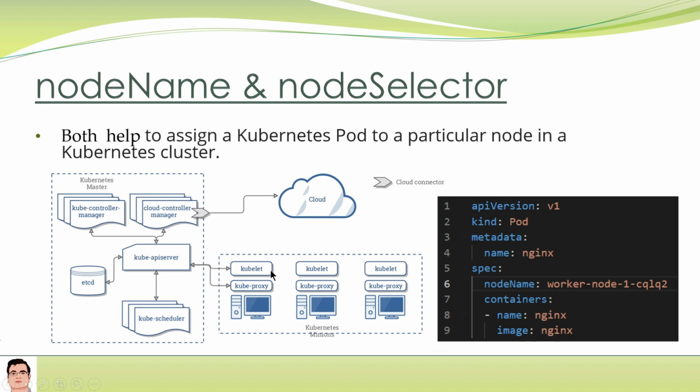The Kube API server will instruct the kubelet, and the kubelet will contact the container runtime engine, whatever container runtime engine you have deployed on that particular node. It will provide that information to the kubelet, and the kubelet will contact the container runtime engine and get the pod deployed into that particular node. So this is the architecture.